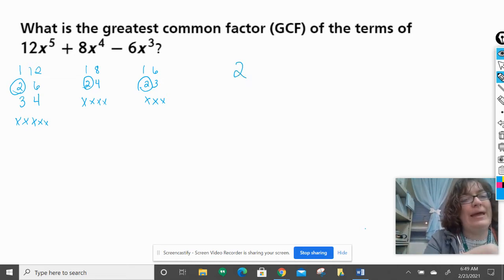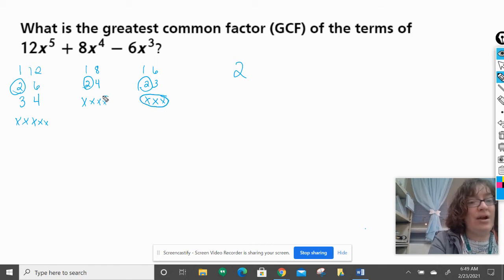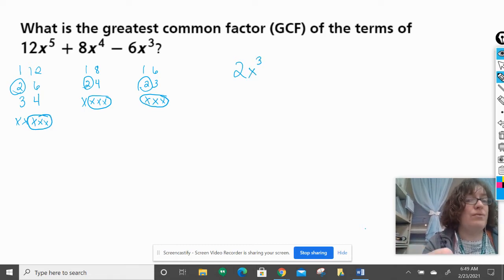All right, now I look at the x's. I want to circle the most number of x's that I can in each one of them. So I can circle all 3 here, I can circle 3 here, and circle 3 here. So what I've circled becomes part of the greatest common factor. So in this case, the greatest common factor would be 2 and x to the third. Remember, greatest common factor means the biggest number or biggest number of x's that all the terms have in common.